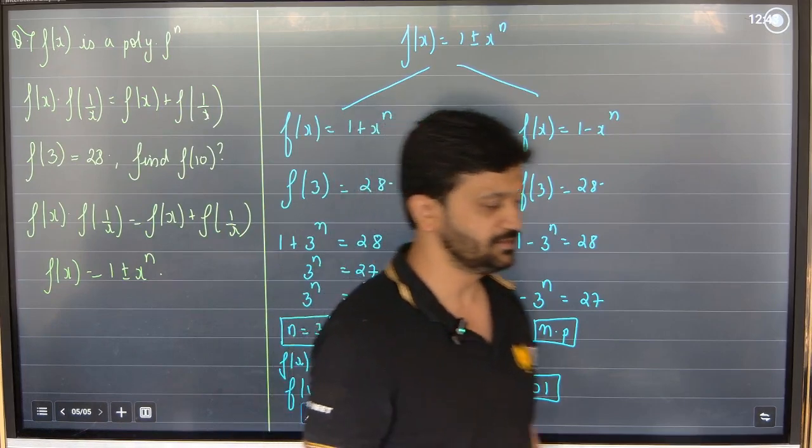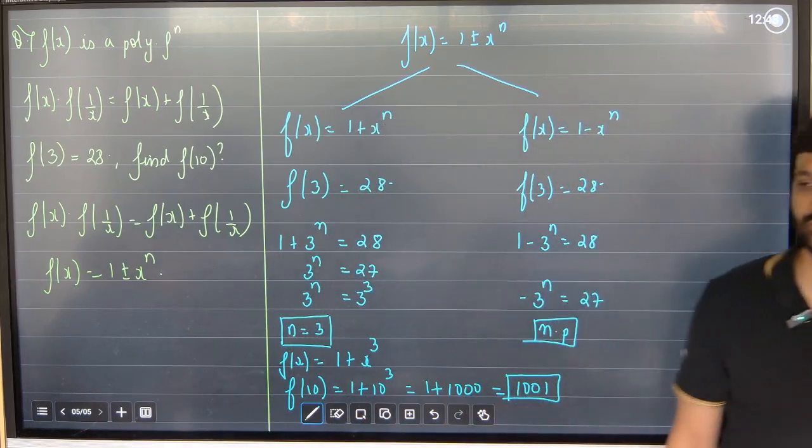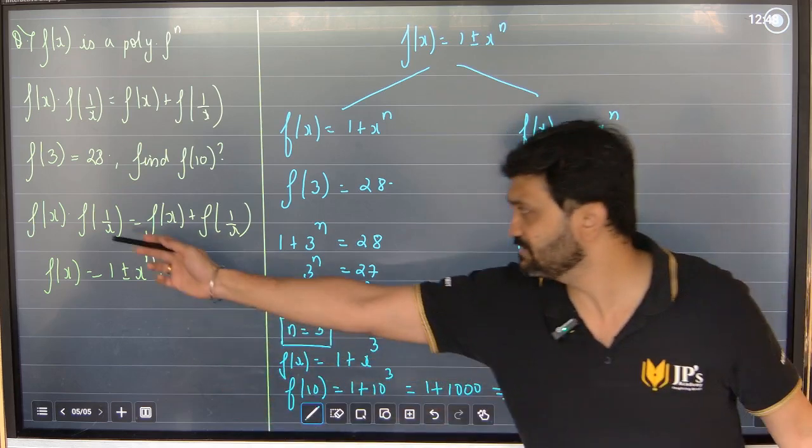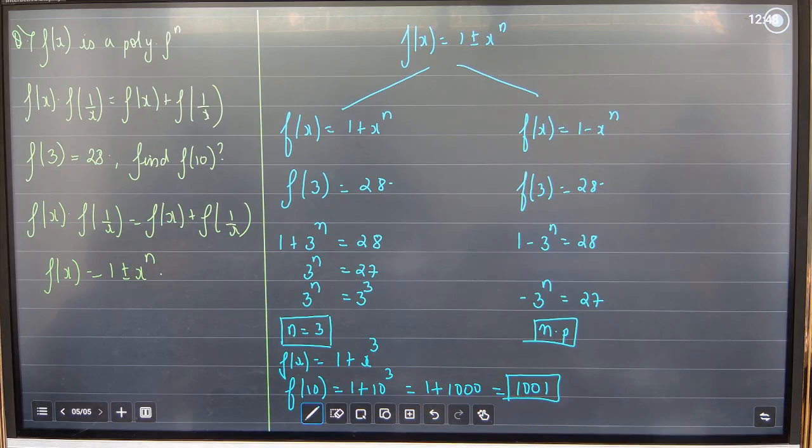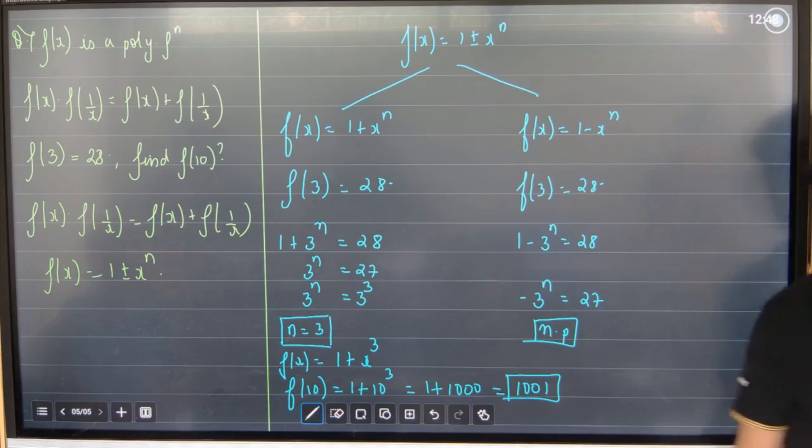So I have used the relation f of x is equal to 1 plus minus x raised to n because this relation has been given to me. That is f of x into f of 1 by x is equal to f of x plus f of 1 by x. Please write this down.